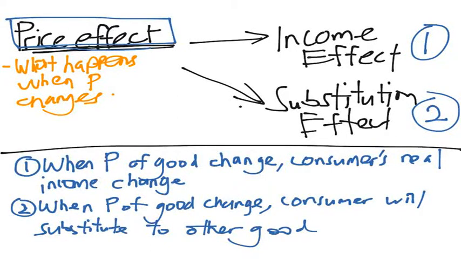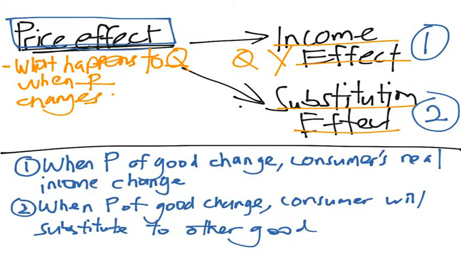The price effect actually means what happens to the quantity demanded when the price changes. In order to understand the price effect, we need to understand two other effects, which are the income effect and the substitution effect. The income effect means what happens to the quantity demanded when the income changes, and the substitution effect means what happens to the quantity demanded when the good becomes more expensive or less expensive than other goods.